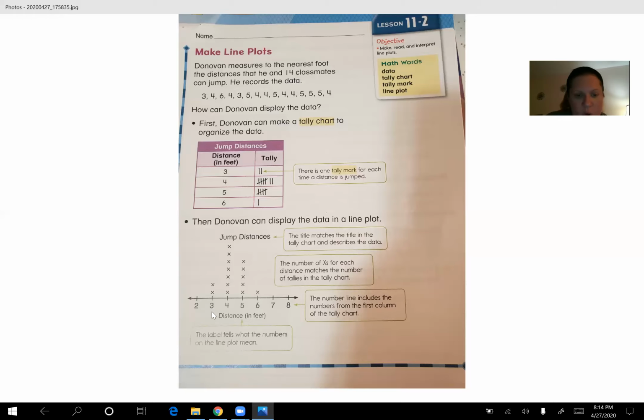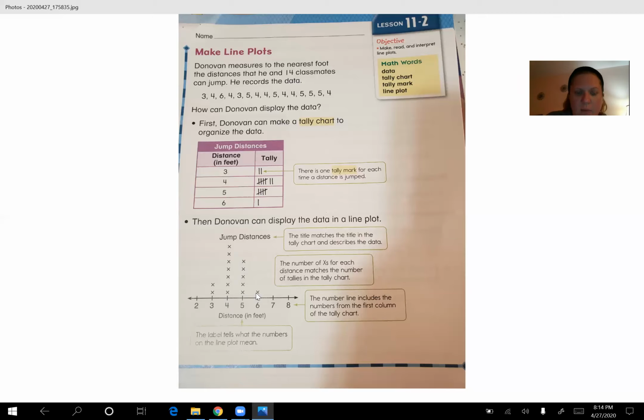All right, so why are there 2 X's above the number 3? Well, if I go up here, 2 people jumped 3 feet. So I would put 2 X's, one on top of each other. How many people jumped 4 feet? Well, remember, this is 5 and 2 more is 7. So I make 7 X's. How many people jumped 5 feet?